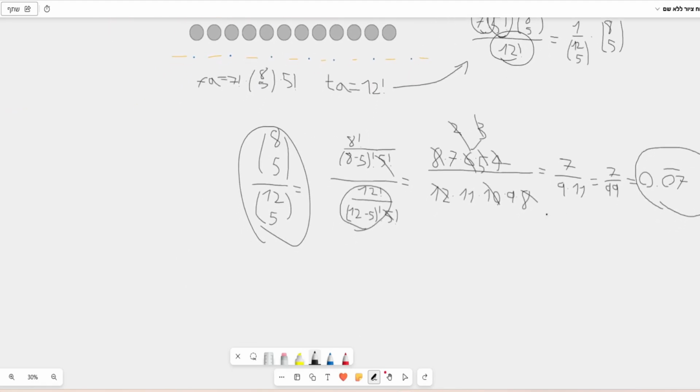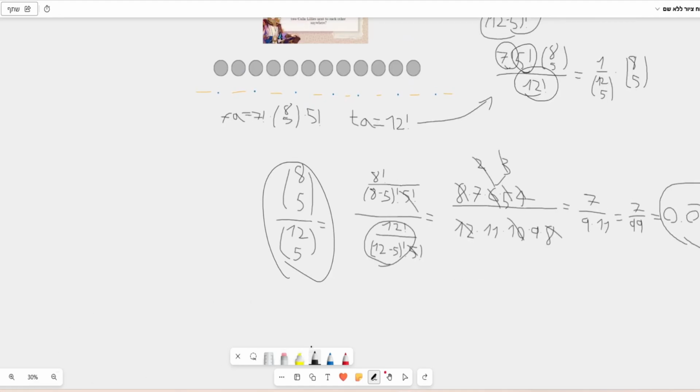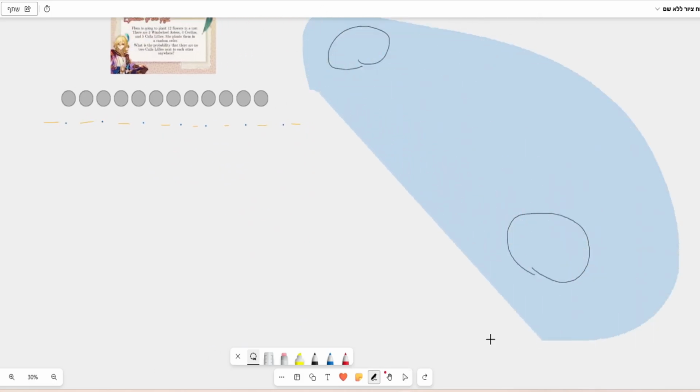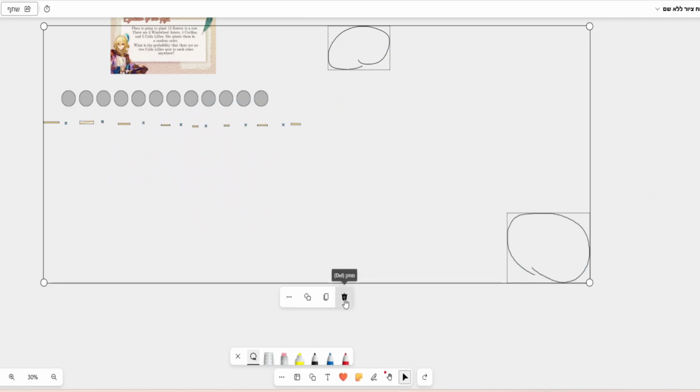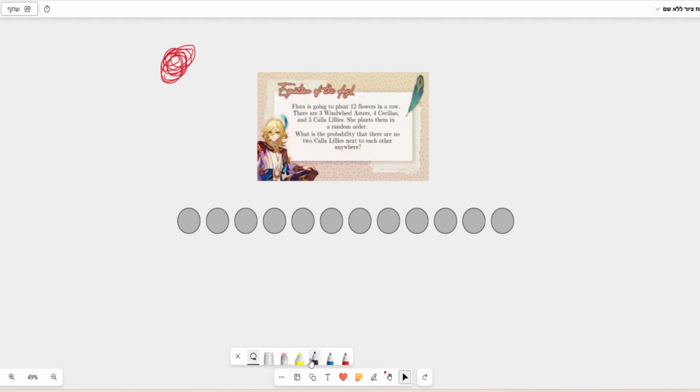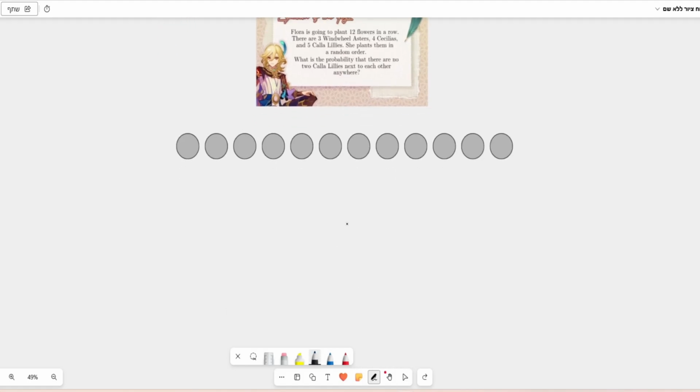I do want to show you a different solution, because I think there's a lot to learn from here. So let's take all of this and scrap that. The other way to solve it, which I think you can learn from, is by saying this.